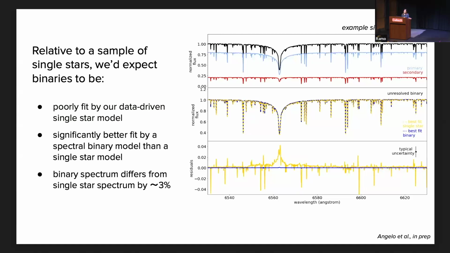So if we find a spectrum that's not well described by our single star model, we can use that to say that it's potentially a binary. So that's what we did next.